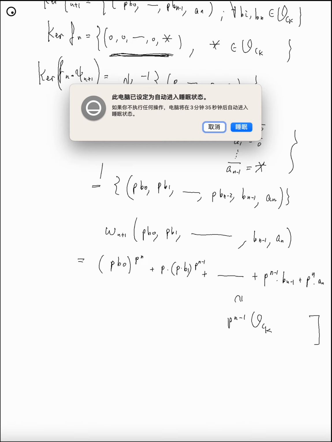So we have this compatible system and passing to the limit gives a homomorphism, so a ring map, which we call theta from W R to OCK.